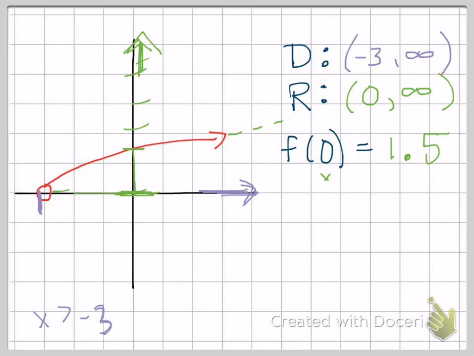So we're going to do some more practice on interpreting graphs tomorrow with domain and range.